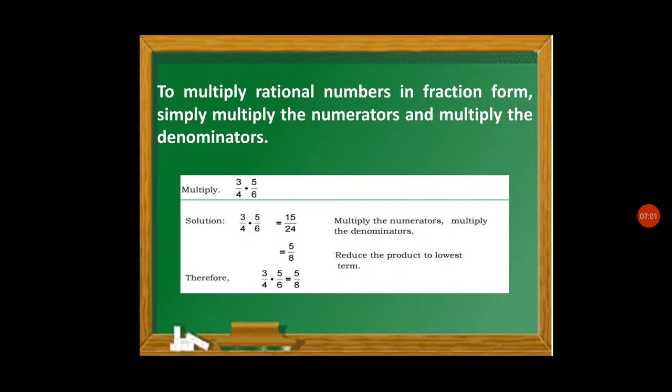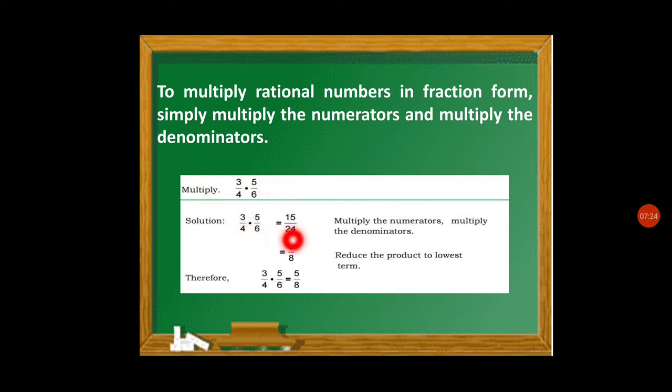To multiply rational numbers in fraction form, simply multiply the numerators and multiply the denominators. So all you have to do is look at the numerators and the denominators. The numerator is the upper part of the fraction, and the denominator is the lower part of the fraction. So 3 times 5 is equal to 15.